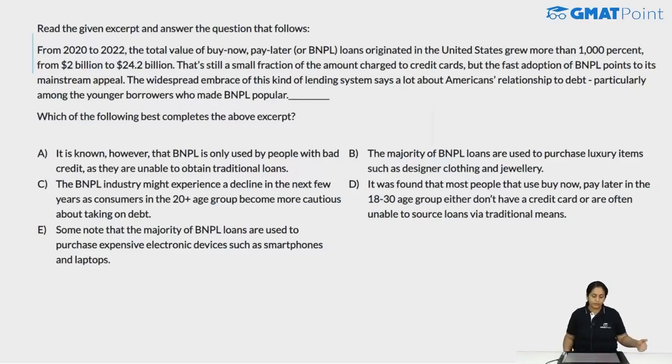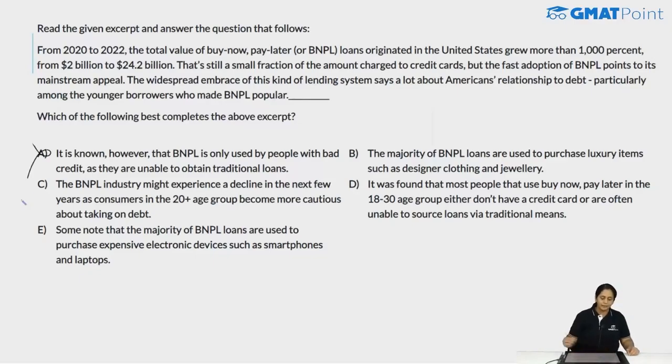Option A: It is known, however, that BNPL is only used by people with bad credit as they are unable to obtain traditional loans. Now, if this is the case, it would not show a distinct level of popularity among the younger borrowers. If you say it's just younger borrowers, then it's not necessarily people with bad credit, because people with bad credit are there in all different age ranges. Moreover, the entire passage is about the rising industry, that is, the industry that is expanding and growing. It's not about who exactly is attracted to these types of loans. So A is incorrect. It is not consistent with the paragraph, which talks about how this has become very popular among the younger users.